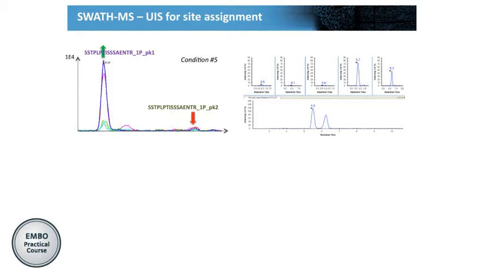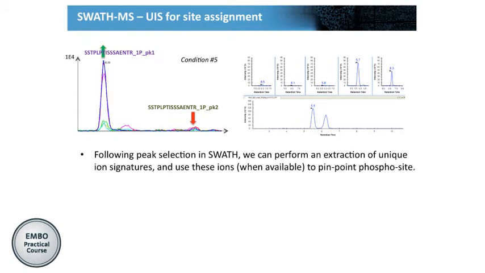And if we do a targeted extraction of the data, we can first quantify all the peaks, and then in a second iteration try to extract those transitions that are most informative for the localization. And this is very useful, something that you could do in SWATH, something that you can do also in PRM, for example. When we do 1 step of peak quantification and 1 step of extraction of unique ion signatures, unique ion signatures are those combinations of transitions that will aid us in localizing the site of interest.